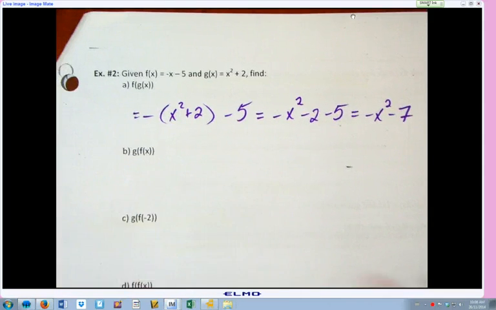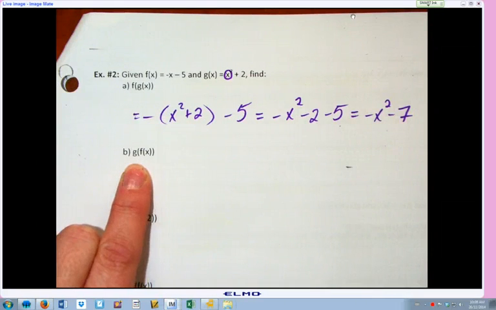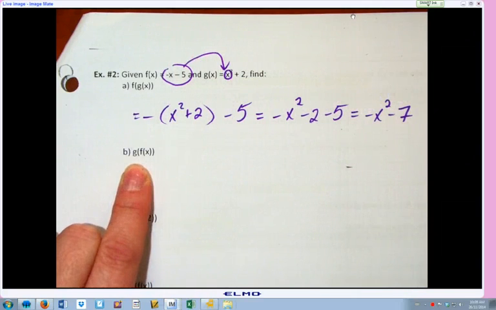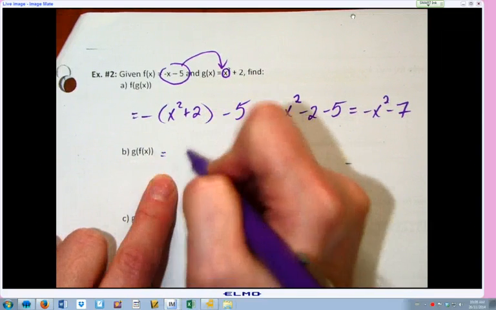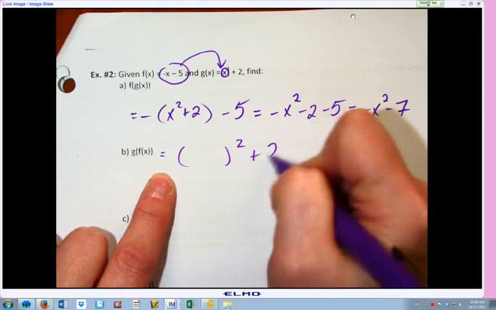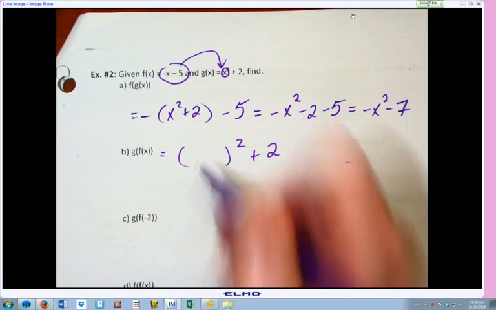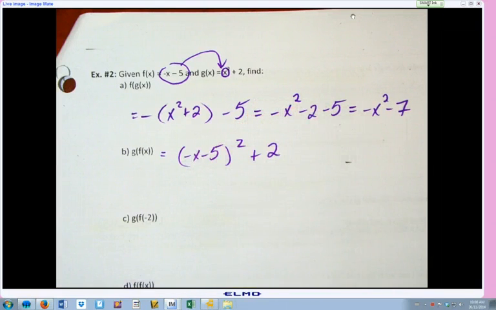So here's a trick for visual people. We want to go into g of x, so I'm going to circle that x, and I'm going to show f of x going into its place. We're putting f into g of x. So I'm keeping the squared and I'm keeping the plus 2. X is out. What's going in? Okay, so if putting the arrows and circling helps you, great, do it. If it doesn't, don't bother.